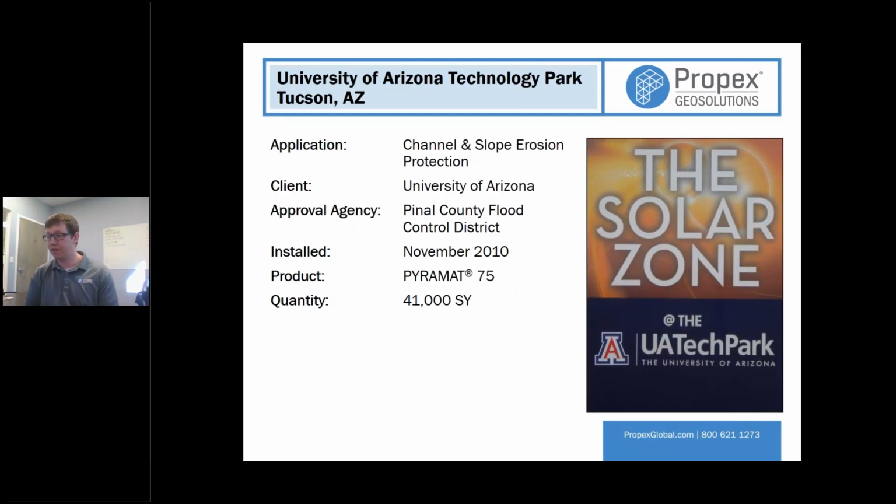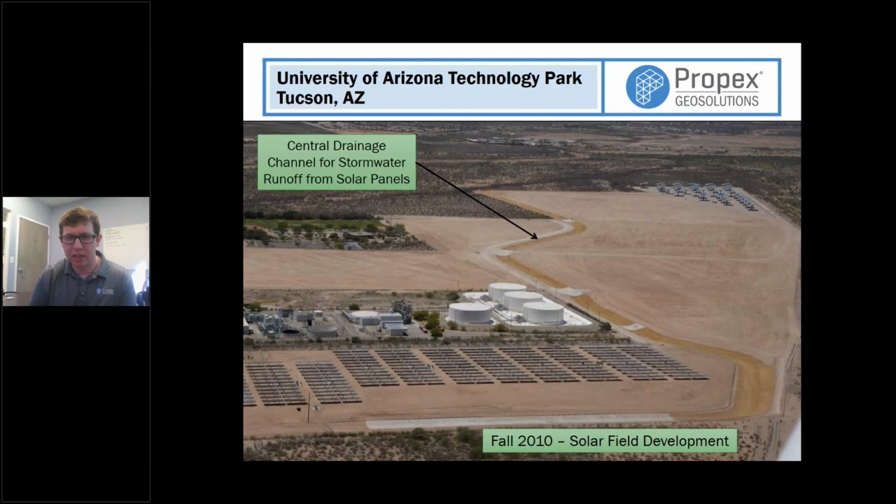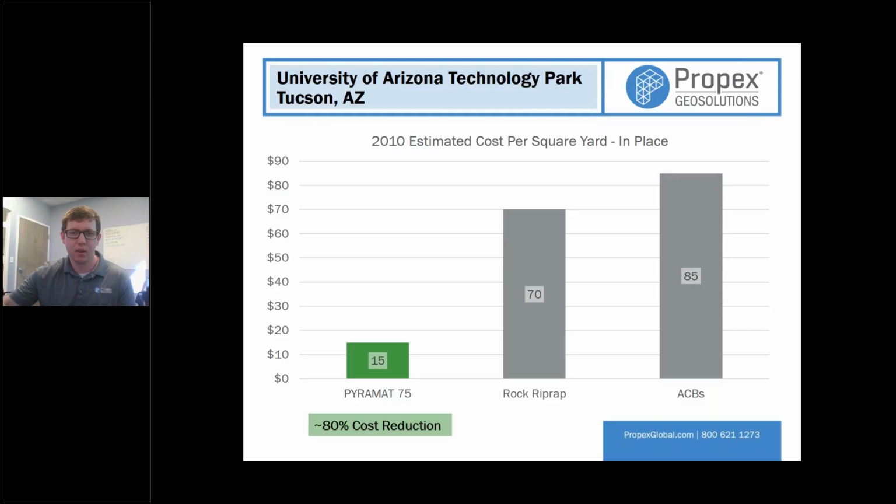So there's a lot of information I threw at you, but I want to go through 2 case studies that show how we've used an HP-TRM historically. This first one was in Arizona back in 2010. This was installed in a channel application. So you see the channel here. It's a large area that really collects all the water and runoff from the solar panel areas out in Arizona. This was installed in 2010, so about 10 years, almost 11 years ago now.